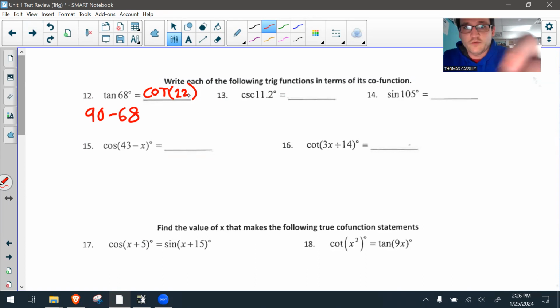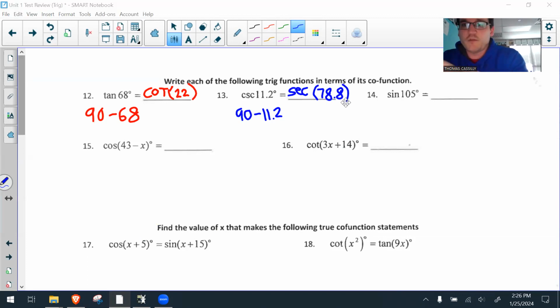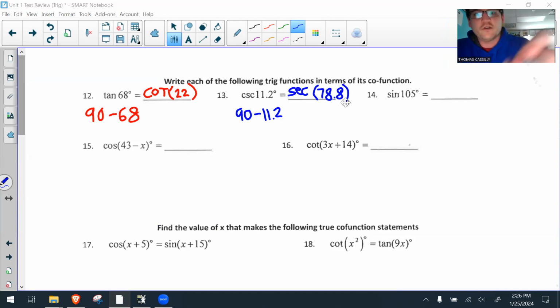The cosecant, we said, goes with the secant. So we know this one is going to be the secant, all right? So 90 minus 11.2, what is that going to be? I think it's, how about 78.8? 78.8, I think that's right. They should add up to 90. If they're not, then my mental math is off, but hopefully I got that one right.